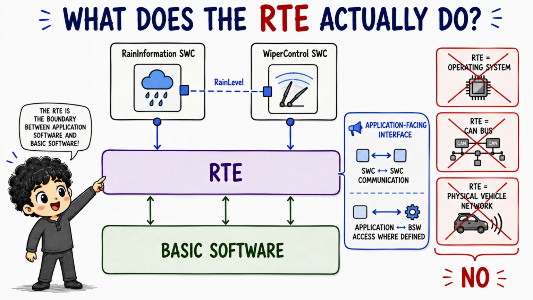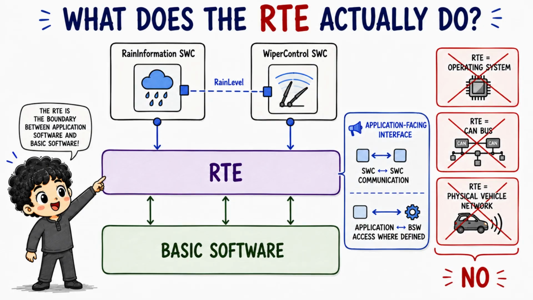Now look underneath application software. There is a boundary called the runtime environment. The RTE is one of the most important concepts in classic AUTOSAR. From the application's point of view, the RTE represents the interface through which software components communicate with one another and access appropriate basic software functionality.